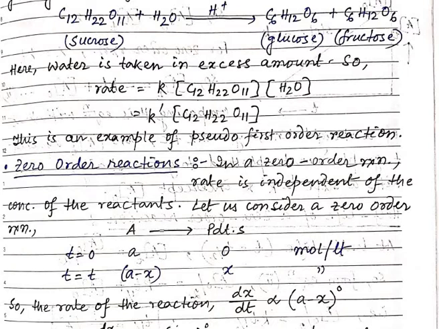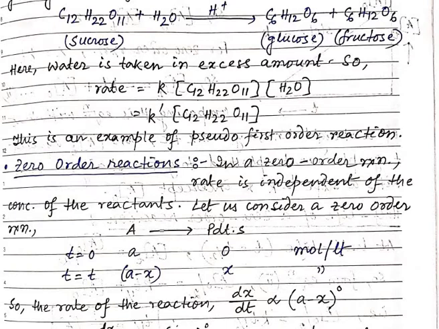maybe the reaction is of second order, because sucrose is there, water is there, and the H plus is in a very small amount. So you can think that it may be a second or third order reaction. But when you do the experiment of sucrose hydrolysis in the presence of acidic medium, you observe that the reaction is first order. So that's why this type of reaction is known as a pseudo-order reaction. Specifically, the hydrolysis of sucrose is a pseudo first order reaction.